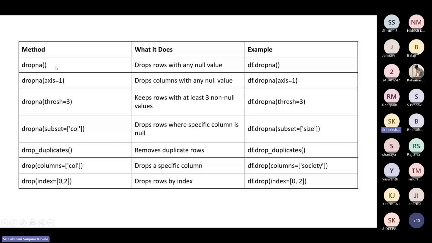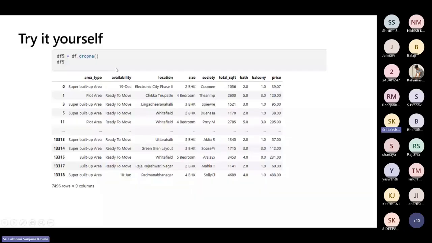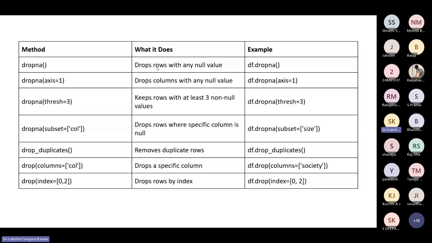The first command is dropna. It drops rows with any null value. If there is a null value present in any cell or any column, it simply drops that row. Similarly, dropna with axis equals 1: if there is any null value in a column, it drops that column. The third one is dropna with thresh equals 3. It keeps rows with at least 3 non-null values, and drops the remaining rows.